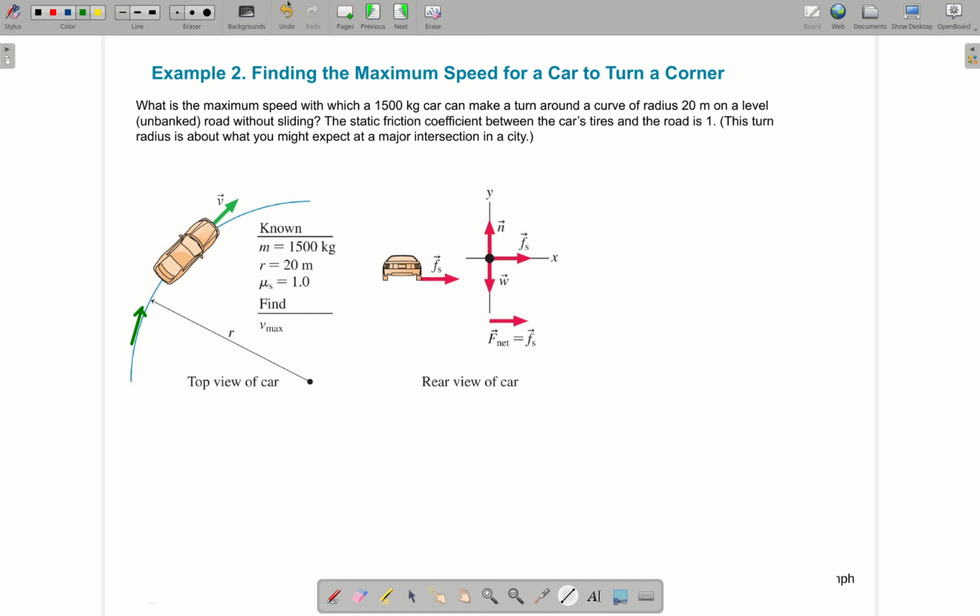I picked the wrong point here. Let me pick this point over here. Let's say it came in from here. Here we go. Velocity tangent to the circle. Let's pick one more over here. Velocity tangent to the circle, and it keeps changing direction as the car moves. I'm going to pull this a little bit up.